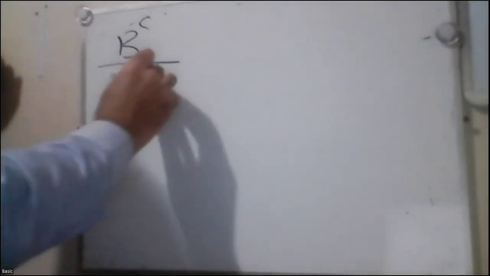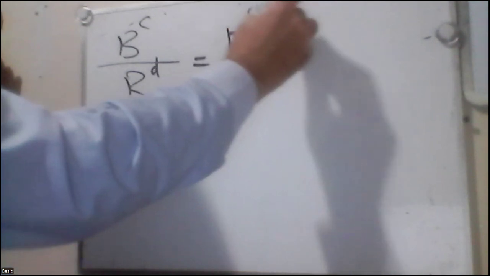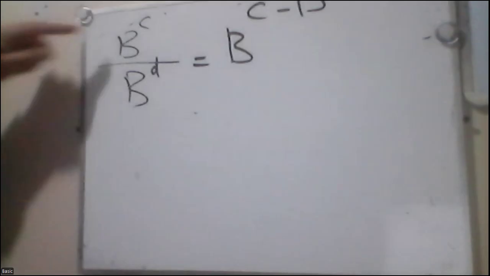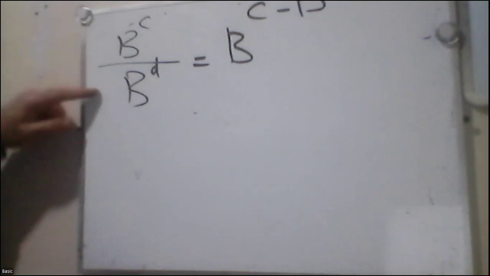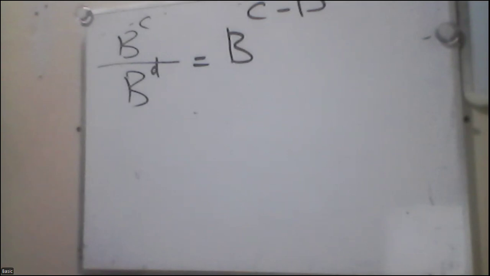Second rule. We go now to the second. The second rule is telling me b power c divided by b power d will equal b power c minus d. So when we have division, we subtract the powers.